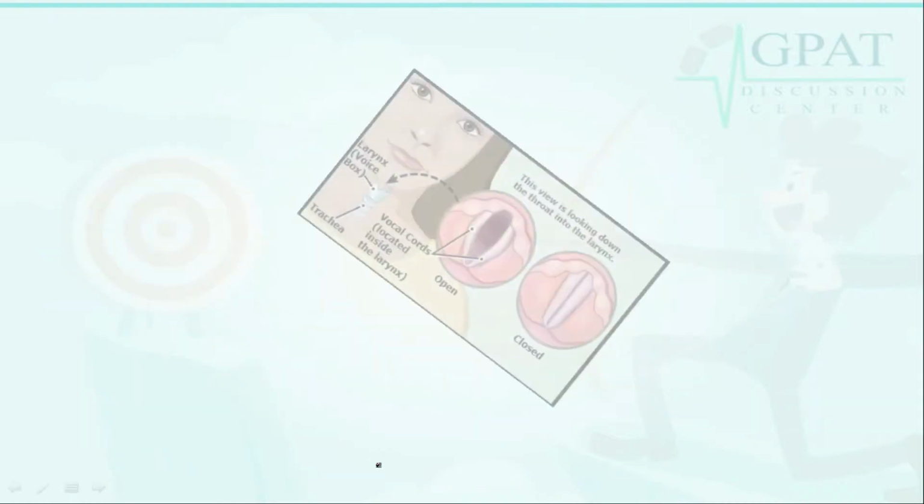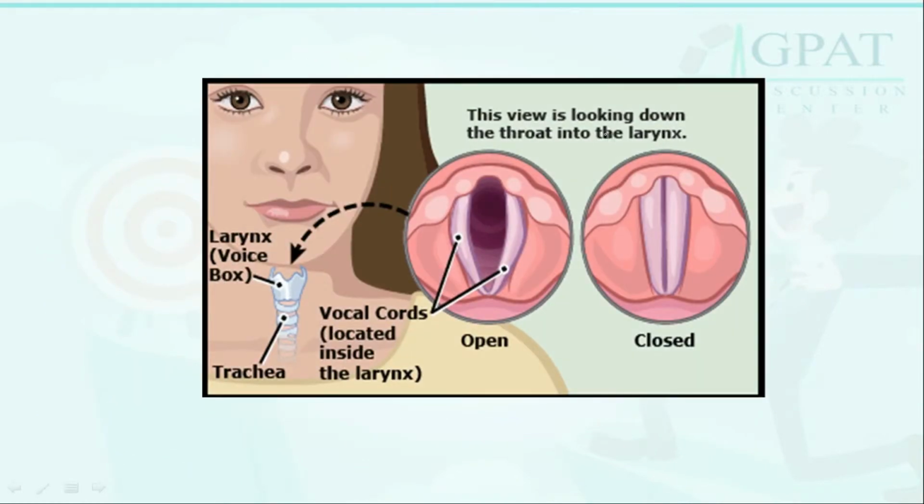Here we have a pictorial diagram showing the vocal cord, showing it open and closed, located in the larynx, just above the trachea.